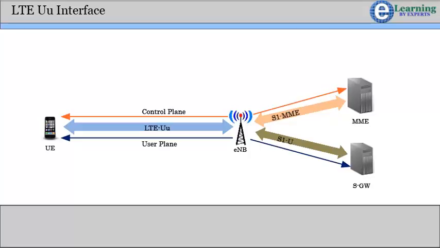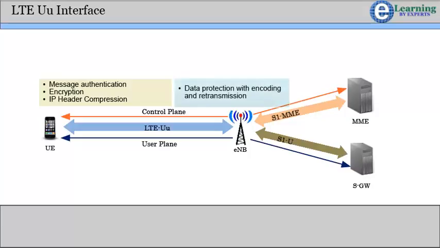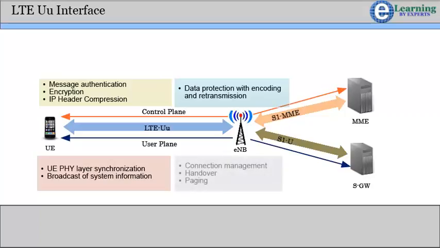There are several functions which support signaling and traffic on the air interface. These include security, like message authentication and encryption, IP header compression, data protection with encoding and retransmission, UE synchronization with the LTE physical layer, broadcast of system information. The signaling carried on this interface will support functions like connection management, handover and paging.